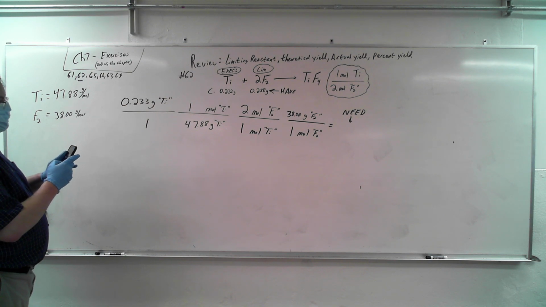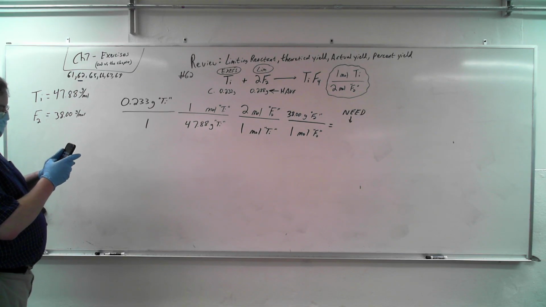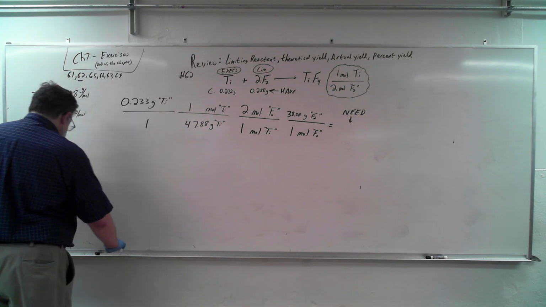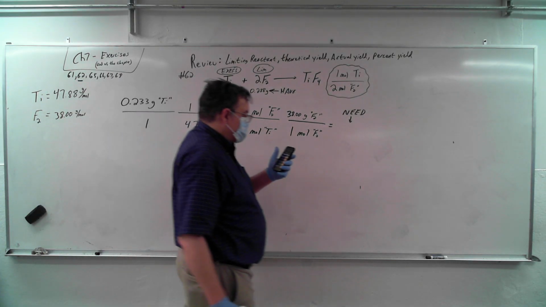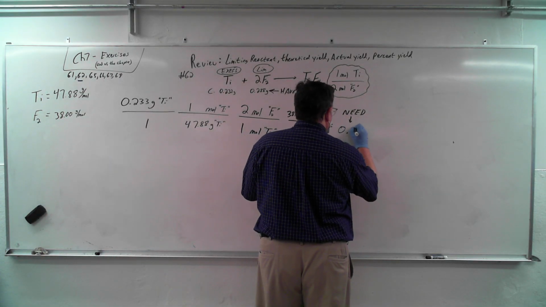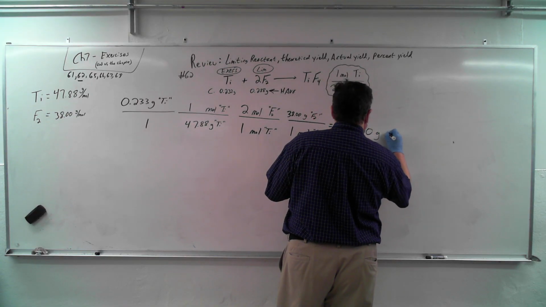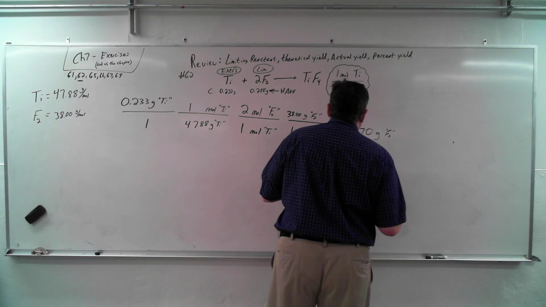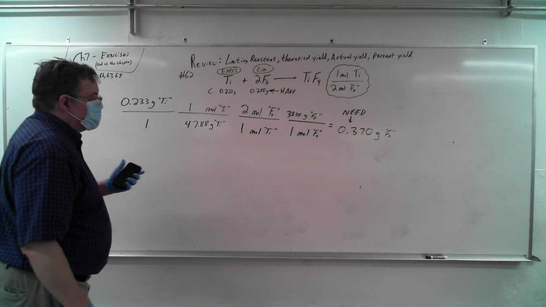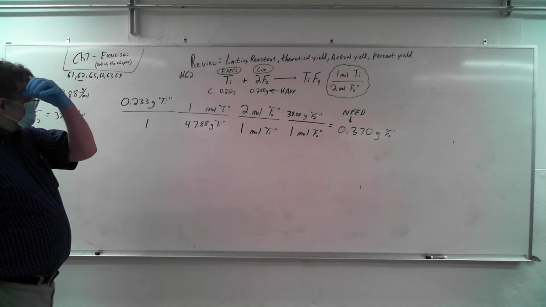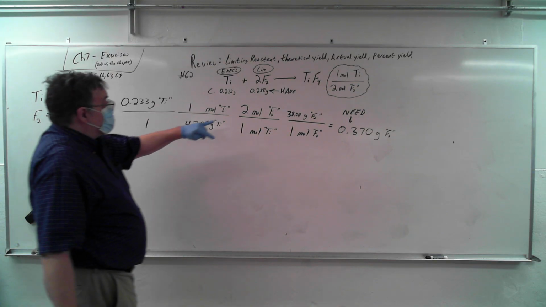Well, 0.233 times 2 times 38 divided by 47.88. This time it's 3 significant figures. And if I do it right, I get 0.370 grams. I did have to round from 0.3698. All right, so that's what we need, and this is what we have.